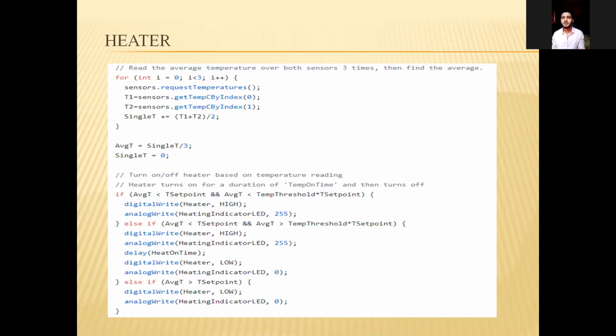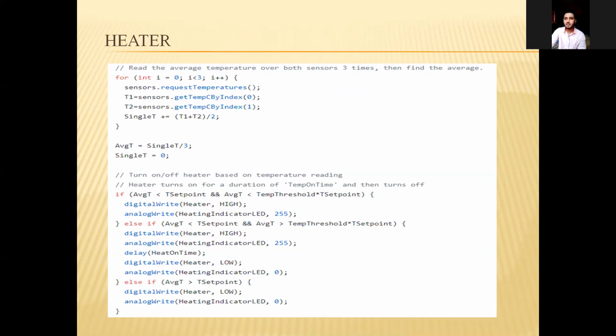For the second case, the average temperature and the specific temperature are nearby. For example, our average temperature is 30 or 35 and our specific temperature is 37. So it's only nearby, and we won't need the heater for a longer time. For that condition, it will give a delay of 10 seconds, wait, and check again. If the temperature reaches the specific temperature, it tells the Arduino, then the Arduino tells the heater to stop, and it stops soon.